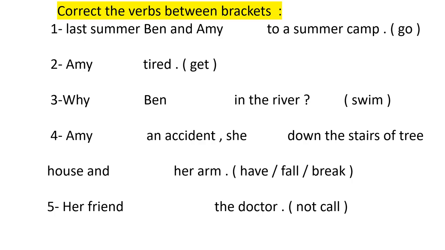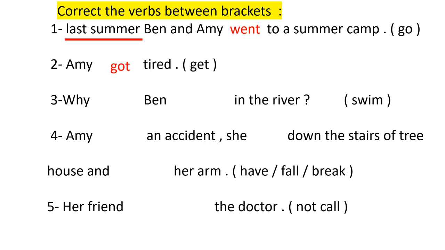Correct the verbs between brackets. Number 1. Last summer, Ben and Amy went to a summer camp. The verb is go. At the start of the sentence, we have the keyword last summer. So I know that I must use simple past. What's the past of go? Great, it's went. Amy got tired and the verb is get. The past of get is, wonderful, it's got. Amy got tired.